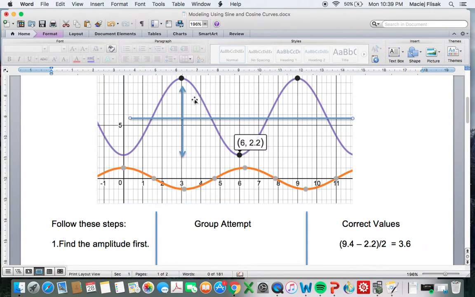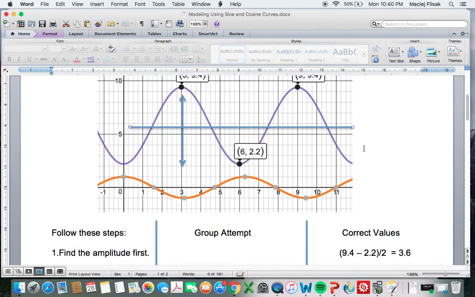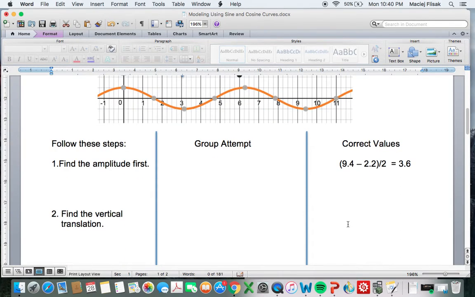Well, if we just figured out that the entire distance is 7.2 and the amplitude is 3.6, then you know that the center line must be 3.6 away from the bottom or 3.6 away from the top. So that's really easy to calculate. You could just do 9.4 minus 3.6 and it'll get you the center line. Or you could do 2.2 plus 3.6 and it'll get you the center line as well. And that has a lot to do with the vertical translation. So let me show you how that comes together in just a moment.